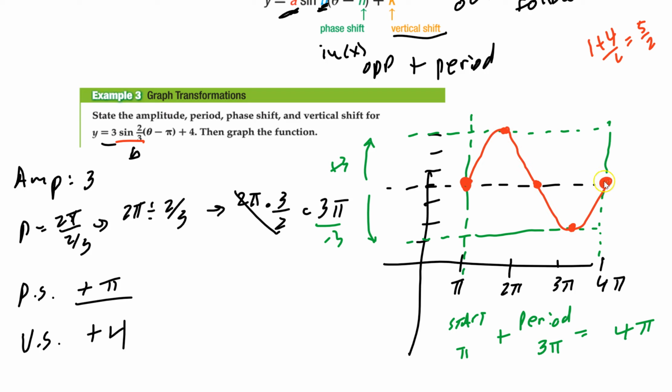Something to that effect. Probably my best one. It's not that great, but that's the idea, right? We're moving that graph right pi, up 4, and we can graph like that. Again, this graph goes on forever in both directions. It keeps on going and going and going.